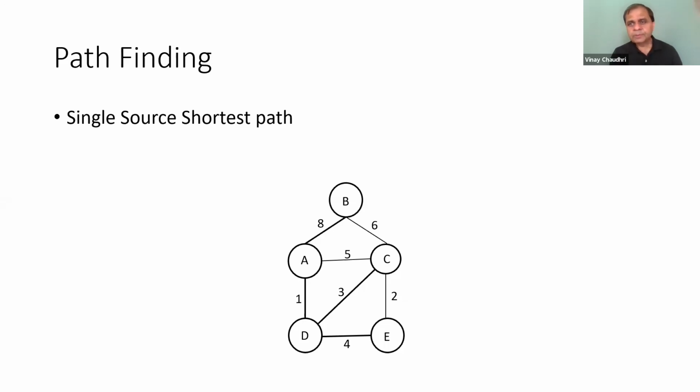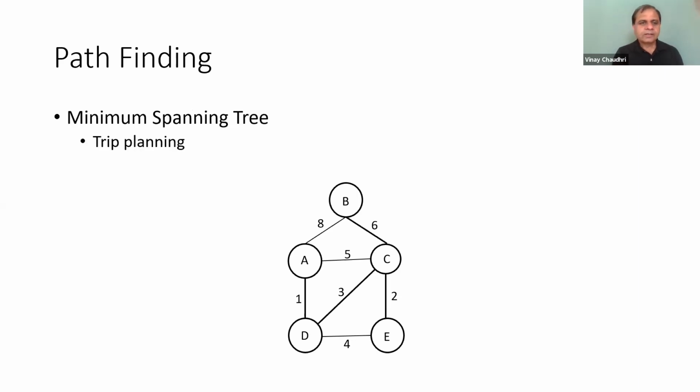The pathfinding problem can be framed in many different ways. One way this is framed is that you are given a single starting node, and from that single node, you want to figure out the shortest path to all other nodes in the graph. This is known as the single source shortest path problem. In this case, I'm illustrating that our starting node is A, and we want to find shortest paths from A to B, A to C, A to D, and A to E.